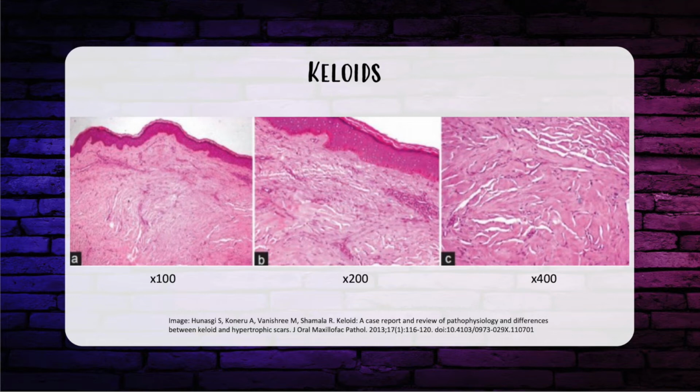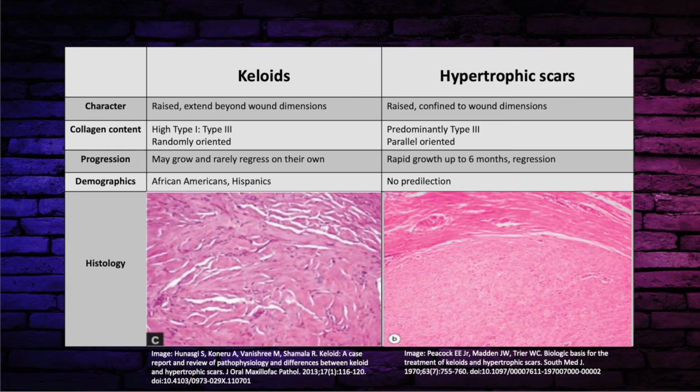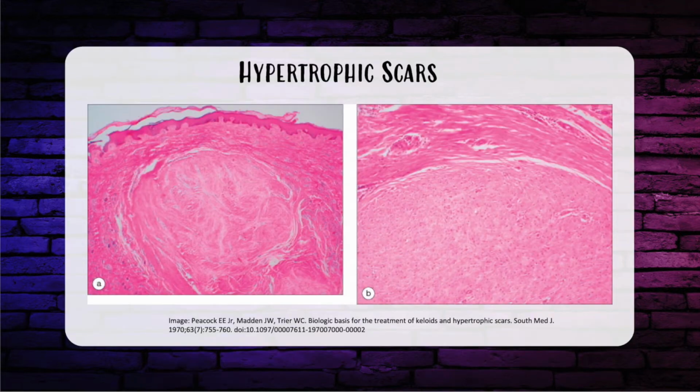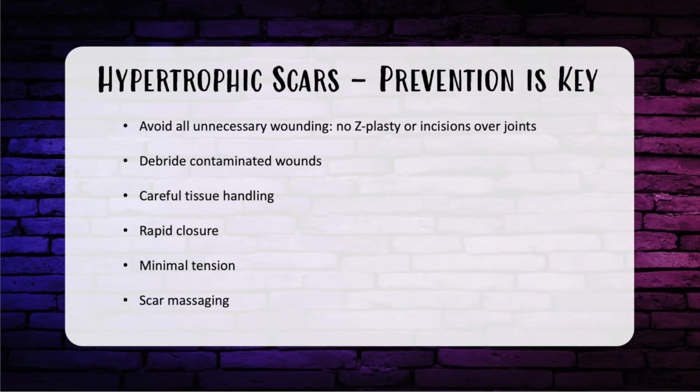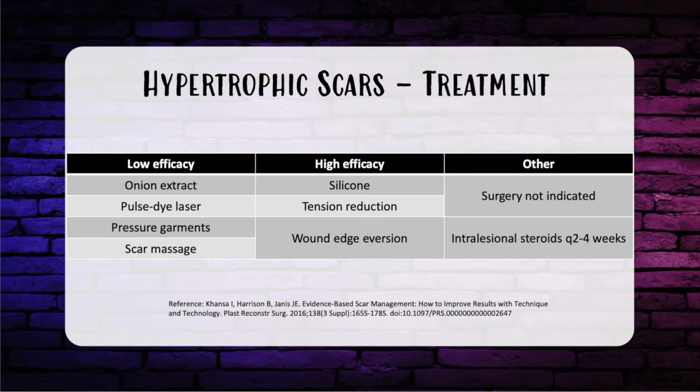Okay, Casey, is it important to distinguish keloids from hypertrophic scars clinically? Absolutely. So unlike keloids, hypertrophic scars have rapid growth up to 6 months, and then they can actually gradually regress over the next few years, and then can flatten out with no intervention or no further symptoms. So what are the treatments for hypertrophic scars? Well, for hypertrophic scars, preventative therapy is key. The prevention and treatment of hypertrophic scars involve silicone sheeting, tension reduction, and wound edge eversion. They all have high efficacies.